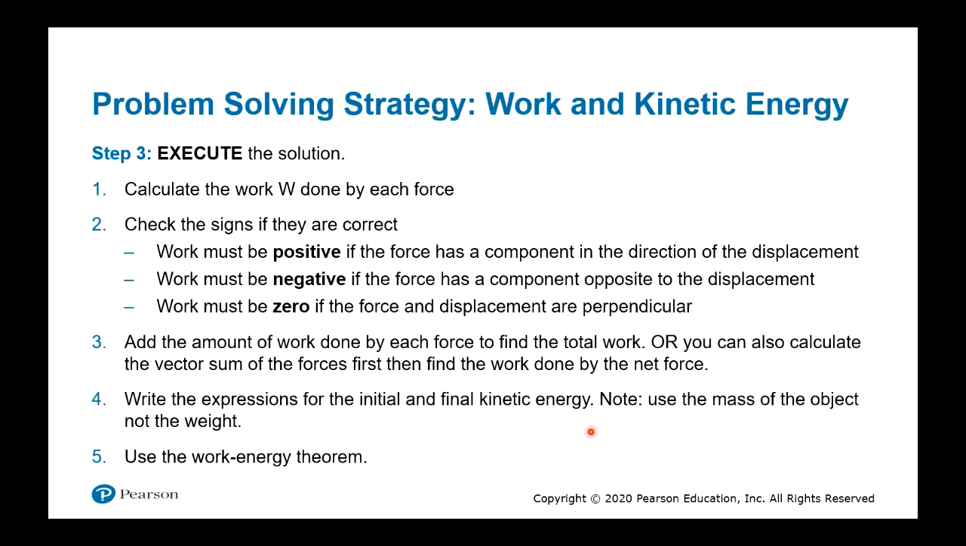And next is to execute it. Calculate the work done by each force, or calculate the total force first and then calculate the work done. Then check if the signs are correct. It's important, so again I'm reiterating that work must be positive if the force has a component in the direction of displacement. Work must be negative if the force has a component opposite to the displacement. And lastly, work must be zero if the force and displacement are perpendicular. Next is to add the amount of work done by each force to find the total work. As I've mentioned, you can also calculate the vector sum of the forces first, then find the work done by the net force.